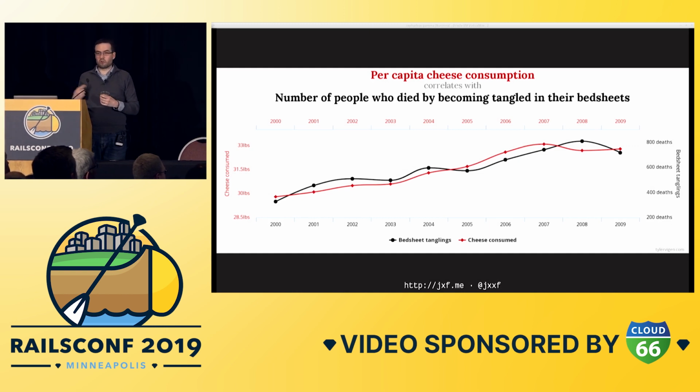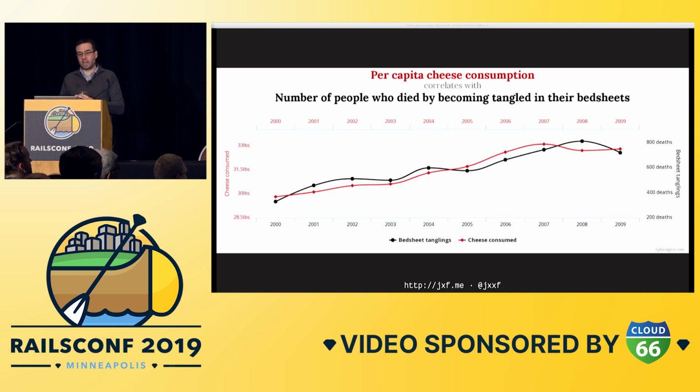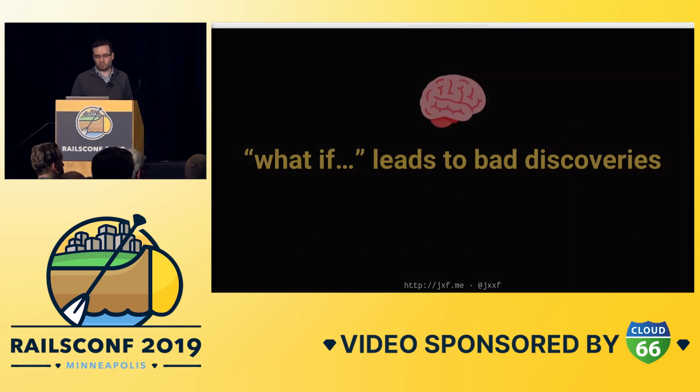So here's the per capita cheese consumption of Americans correlating with the number of people who died by becoming entangled in their bedsheets. So the more cheese Americans consume, the more people die by becoming entangled in their bedsheets. So does that mean that Americans are eating a bunch of cheese in bed and then suffocating to death because they are getting entangled in their bedsheets? No, one is not correlated with the other. It's just a coincidence that they happen to be related in that way.